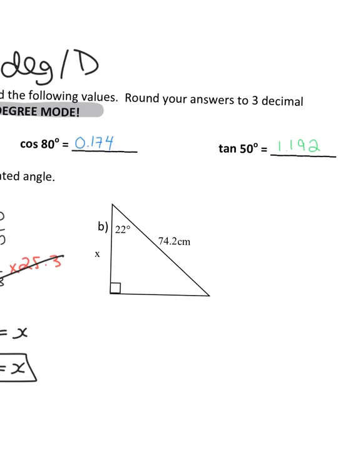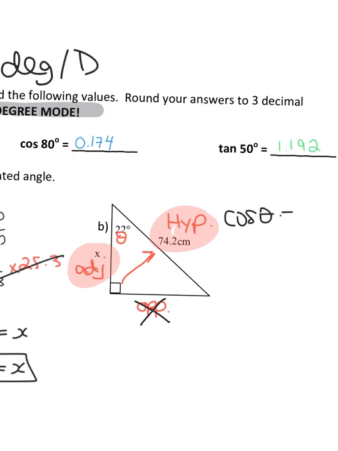So I see a 22 degrees in the top corner there, and that's where I'm going to place my theta. My longest side is the 74.2, my hypotenuse, because it's across from the right angle. This time, x is beside theta, and that's going to be my adjacent side, and my opposite side is down here at the bottom. So I'm going to look at what do I have, which is my hypotenuse, and what do I want, which is my adjacent. So I don't care anything about opposite. So the trig ratio that has both adjacent and hypotenuse is my cos. So cos theta is adjacent over hypotenuse.